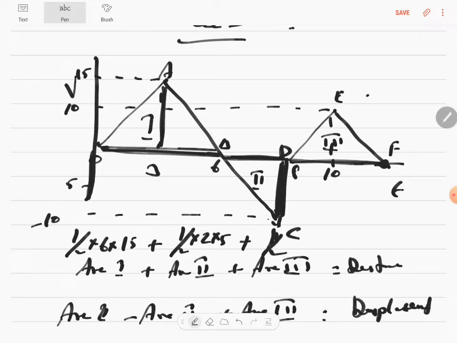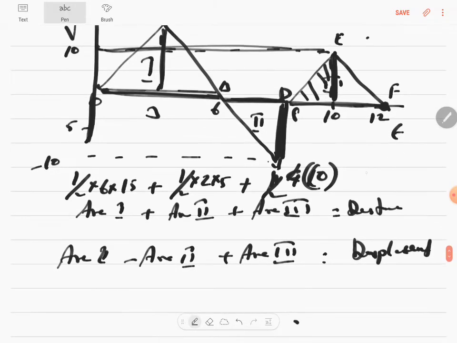I think the end point is not being given, but I can take it as a symmetrical triangle. So for 8 to 10, I am assuming it to be 12, and so the entire distance is 4. Half into base, which is 4, into height, which corresponds to 10 units if you see here. So into 10, just calculate this, add everything, you get the distance. If you put a subtraction symbol in between for this area, you get the displacement. So that's done. Let's go to the next question.